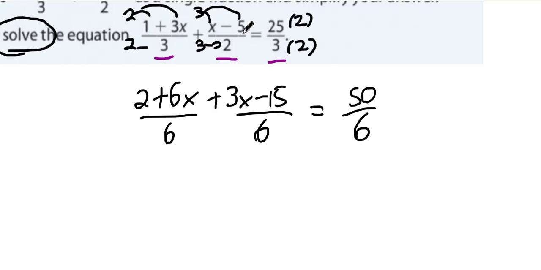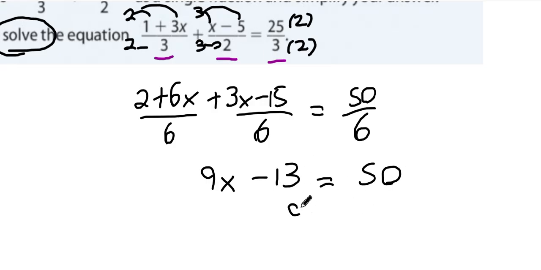Now, what we're going to do is we're only going to concentrate on the top now. See the green part? Because the bottom parts are the same, we don't need to worry about them. Okay, so what happens when we add them together? What's 3x plus 6x? What's 2 take away 15? Minus 13, yeah? Now you're at this stage. So you're going to get 9x equals, add the 13 to the 50, you get 63. Divide 63 by 9, 7.